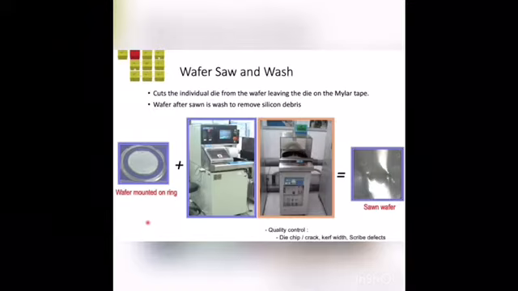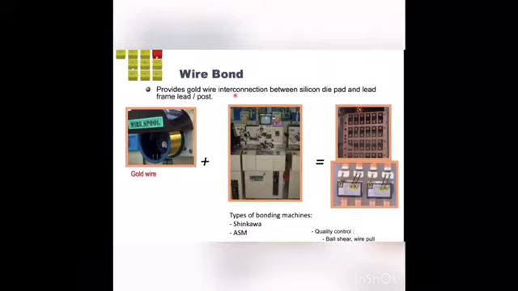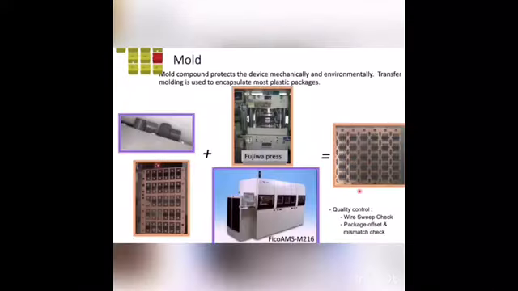Then the silicon die will go to the third stage, which is die bond. The purpose of this stage is to provide mechanical support to the silicon die and electrical connection between die to lead frame. After that, the fourth stage, wire bond, provides gold wire interconnection between silicon die pad and lead frame post.